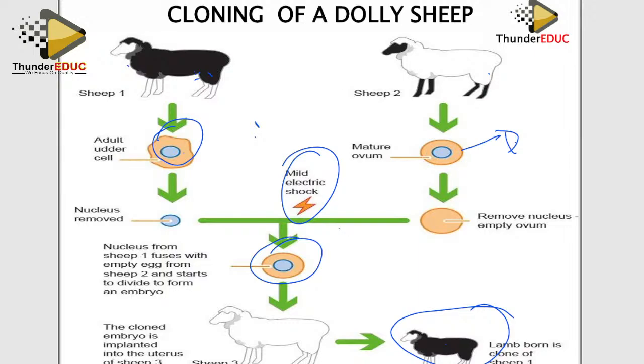Which sheep, 1 or 2, will the offspring look like? It will look like sheep 1. Give a reason for your answer: because we used the nucleus from sheep 1. You see? So you explain based on what is being asked. Then I can ask you other questions about biotechnology. Simple.